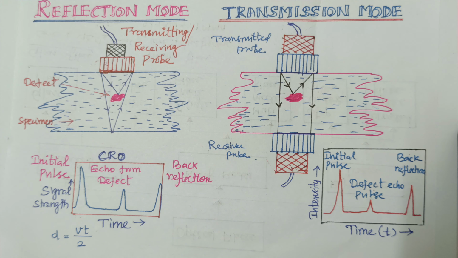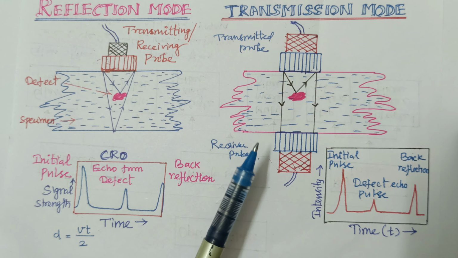Now, the presence of a defect is known by the additional peak due to the reflection from the defects. Already you know that; here also we have discussed it. In addition, you will get one peak if the material has any defect inside.